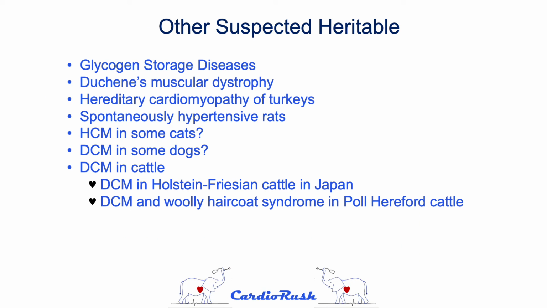Other suspected heritable causes include glycogen storage diseases, Duchenne's muscular dystrophy, which has been seen in both cats and golden retrievers, a hereditary cardiomyopathy in turkeys. Hypertrophic cardiomyopathy in some cats is presumed to have a genetic basis, and dilated cardiomyopathy in dogs likely also has a genetic basis, at least in some breeds. And dilated cardiomyopathy in cats also appears to have a genetic underpinning to it.